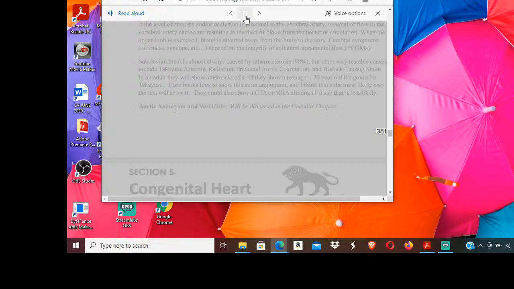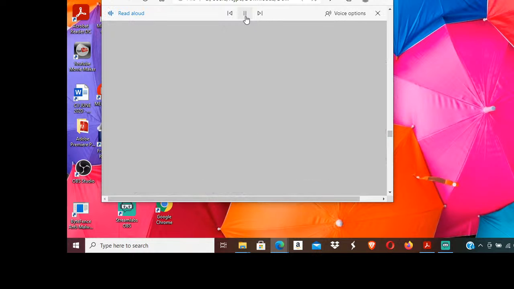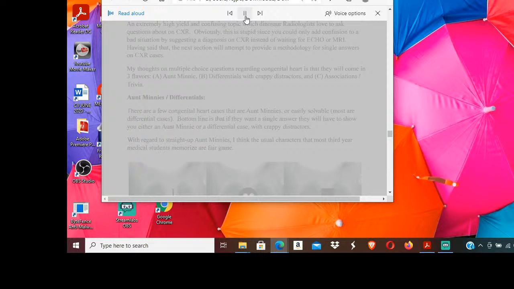381. Section 5. Congenital heart. An extremely high-yield and confusing topic which dinosaur radiologists love to ask questions about on CXR. Obviously, this is stupid since you could only add confusion to a bad situation by suggesting a diagnosis on CXR instead of waiting for echo or MRI. Having said that, the next section will attempt to provide a methodology for single answers on CXR cases.